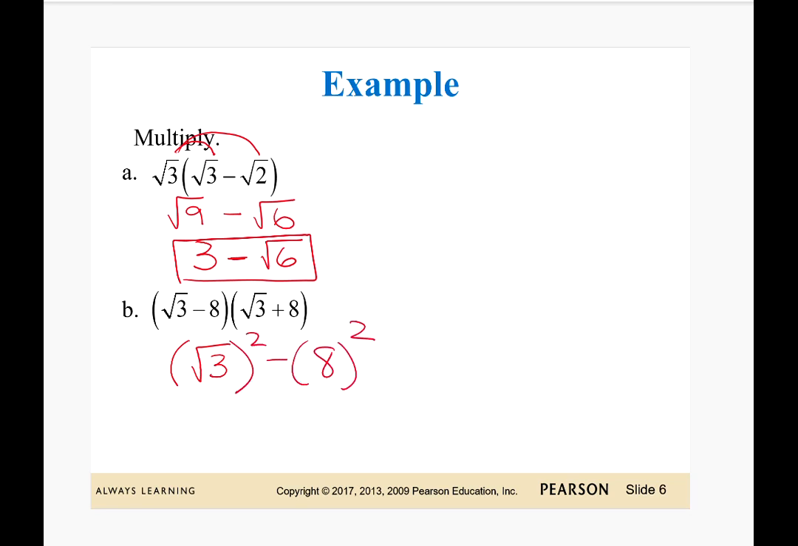So the root 3 is in the first position and the 8 is in the back position. Remember, a square and a square root will kind of cancel each other out. We're left with 3 minus 8 squared, which is 64. So that is negative 61. Don't forget all those special patterns we talked about. Those are going to come back on and off all through your mathematical career.